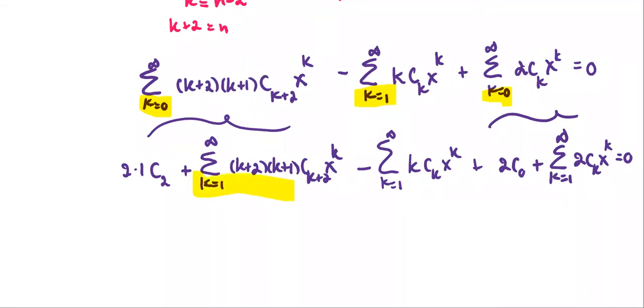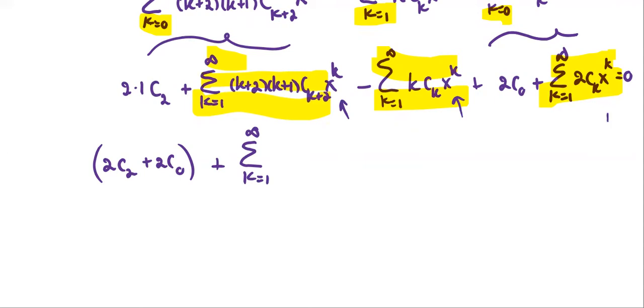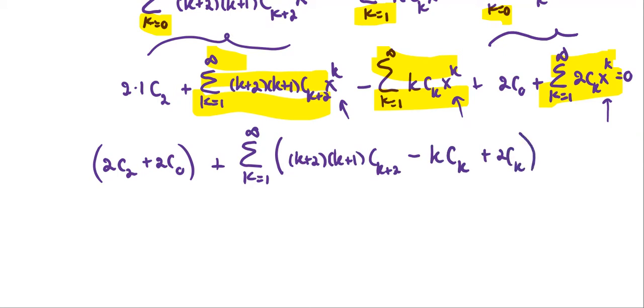Now all the summations start at the same k, which is k equals 1. That means we have 2 times c2 plus 2 times c0 as extra terms, plus the summation where k equals 1 to infinity, and all have the same factor x to the power k. The coefficient of the first summation is k plus 2 times k plus 1 multiplied by ck plus 2. The coefficient of the second summation is k times ck, and the last coefficient is 2 times ck, with the common factor x to the power k.